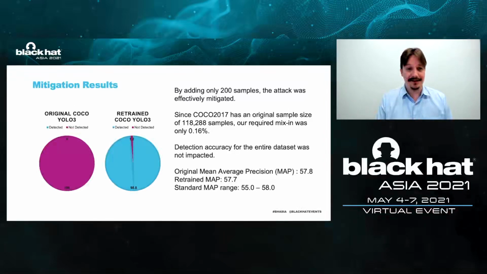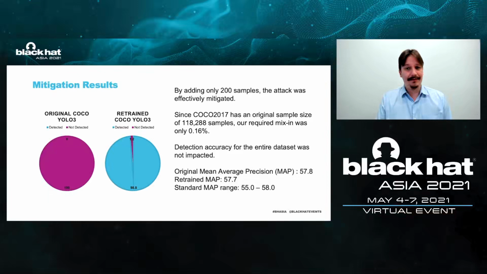And these are the results. On the left, you can see the regular YOLO 3 network trained on COCO. And you can see that we had a 100% failure rate. And then after 2 hours of transfer training with 200 samples, we are now up to a 98%-ish detection rate. And we achieved this by simply adding 200 images, which is good because the COCO 2017 dataset has in excess of 118,000 samples. So we only had to have a mix-in of 0.16% to completely eliminate the problem.